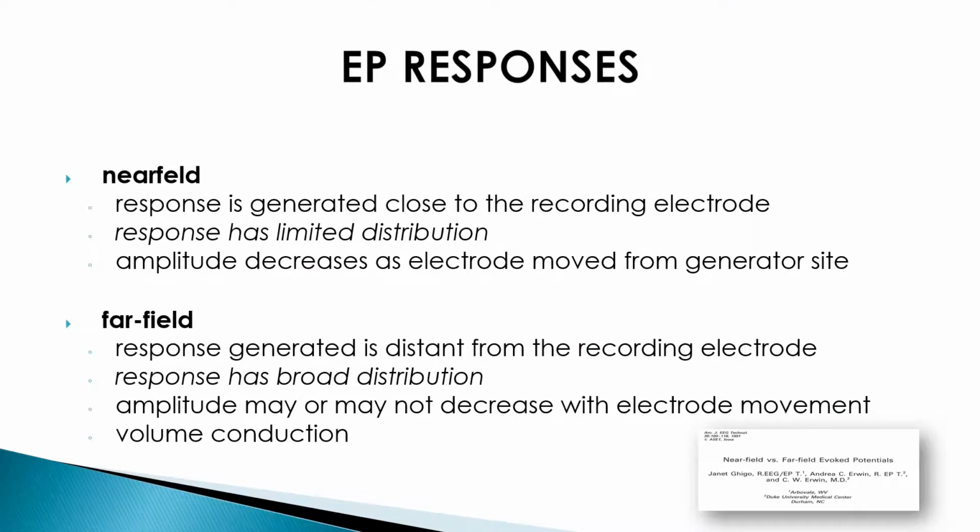A couple of types of evoked potential responses. You've got a near field versus a far field response. The near field response is a response that's generated close to the recording electrode. The response has limited distribution and the amplitude decreases as the electrode is moved away from that generator site. A far field response is a response generated distant from the recording electrodes. The response has broad distribution and the amplitude may or may not decrease with electrode movement.